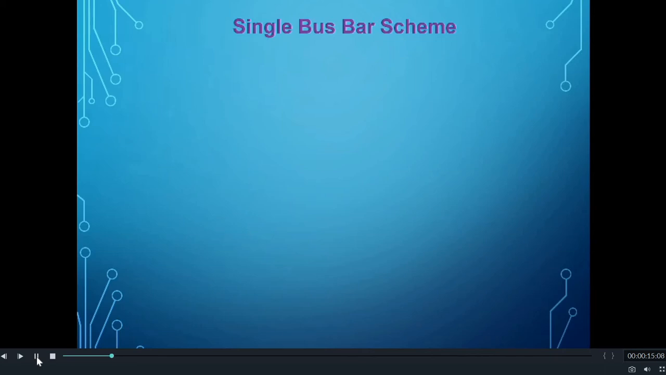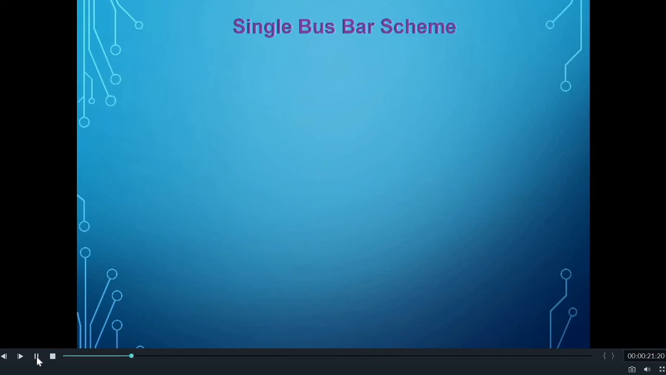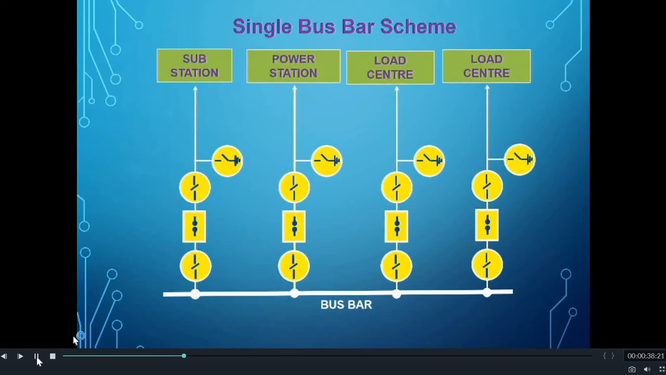As a part of that, first I will start with the simplest Busbar scheme used in a substation, that is the single Busbar scheme. If we go through how these Busbar schemes work, then we will be able to understand why this type of busbar scheme is used and what are the advantages and disadvantages of using this type of busbar scheme in EHV substations. Let us see how a single busbar scheme is represented.